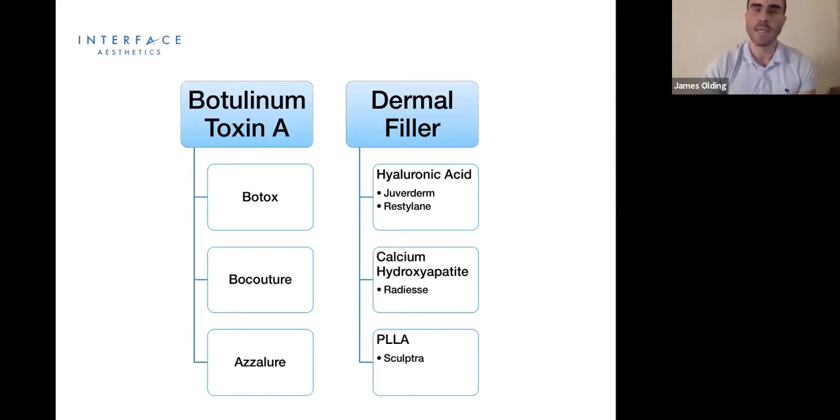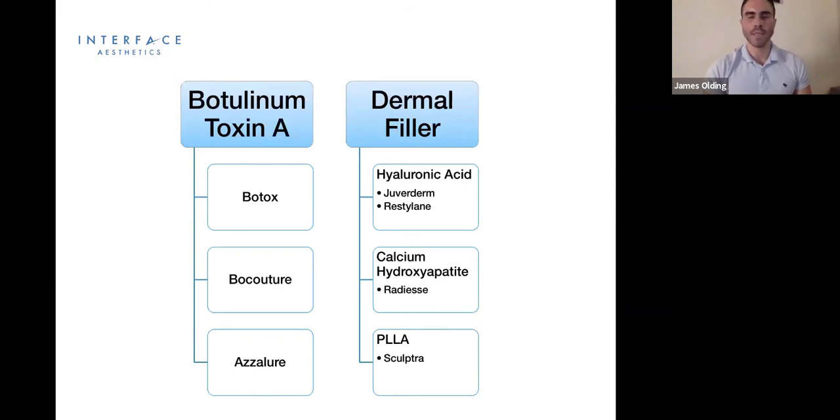Previously, 100 years ago or so, they started using fat. Then in the 20th century, they would use things such as paraffin, and obviously silicone has been quite famous for that, but those things are now not preferred because of the side effect profile, the risks involved, and the aesthetic outcome. The three main types of dermal filler that are used are these ones that I've listed here. Number one, at the top, which is by far the most commonly used, is hyaluronic acid.